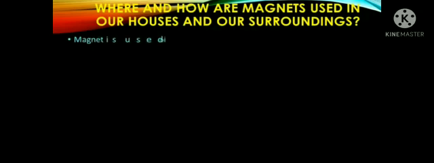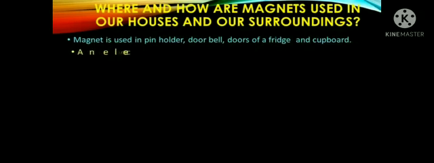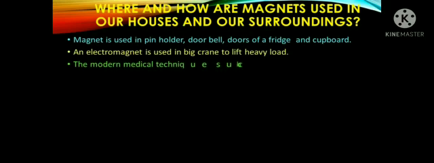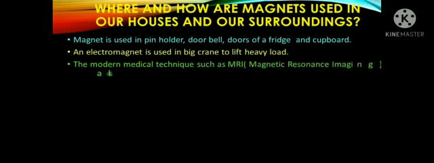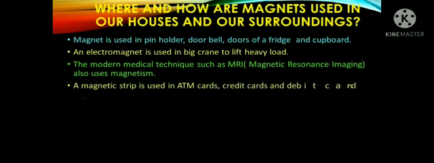Where and how are magnets used in our houses and our surroundings? Magnet is used in pin holder, doorbell, doors of a fridge and cupboard. An electromagnet is used in big crane to lift heavy load. The modern medical techniques such as MRI, magnetic resonance imaging, also uses magnetism. A magnet strip is used in ATM cards, credit cards and debit cards.